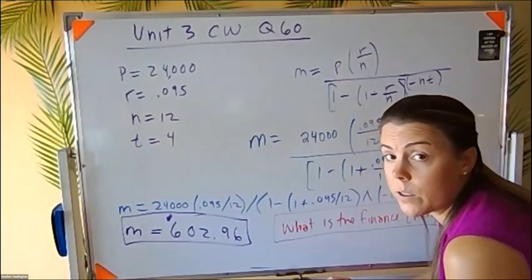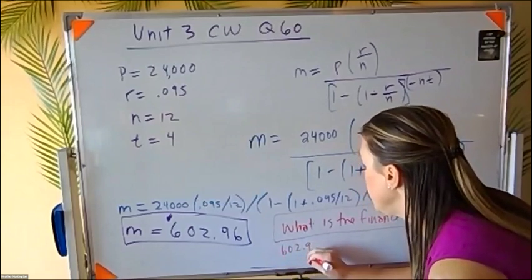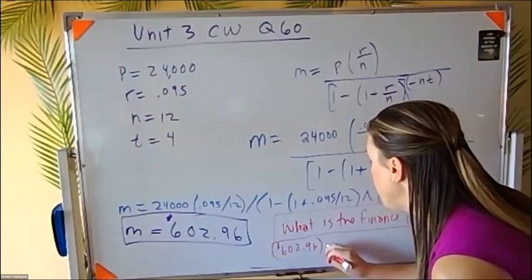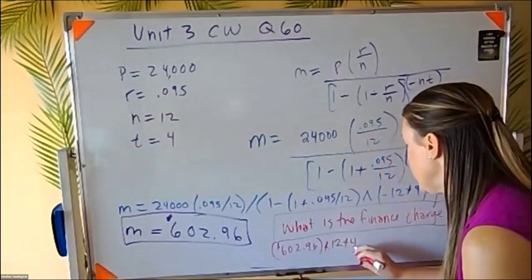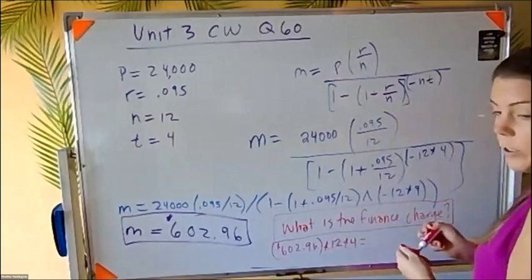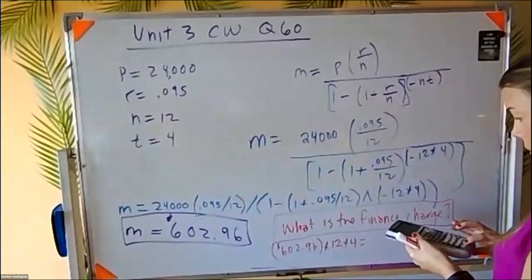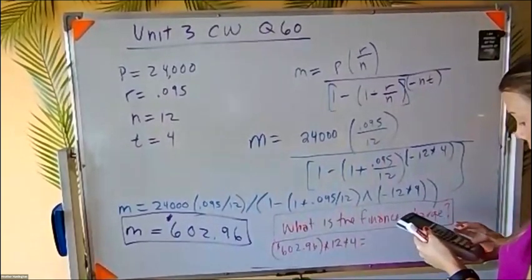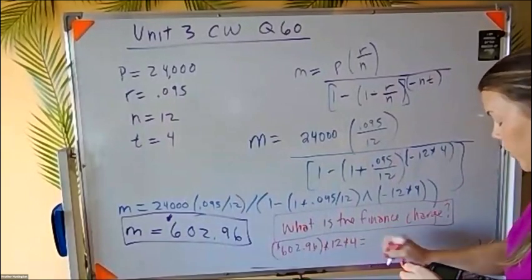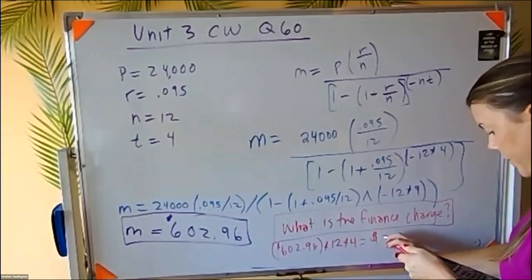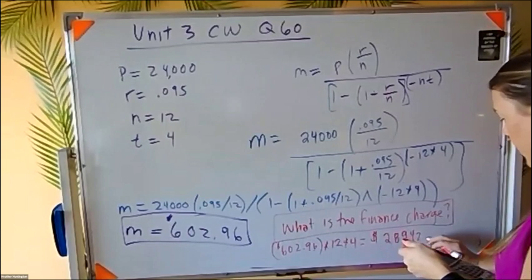Well, let's figure out what the total installment cost is. So let's do $602.96. We're paying that every month, so it's times 12, right? And then we're doing that for 4 years. So what's our total installment price? 602.96 times 12 times 4. Looks like over the course of 4 years, we've paid $28,942.08.